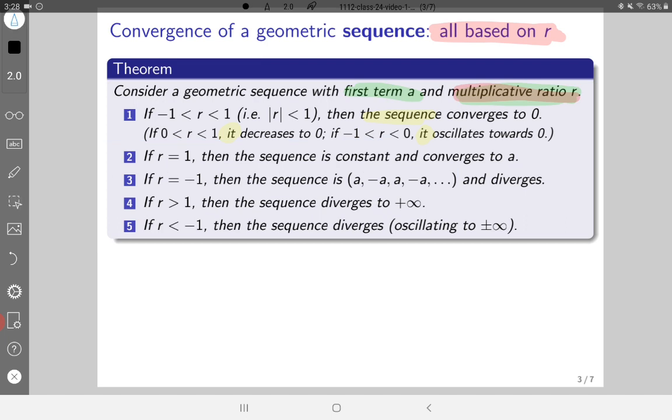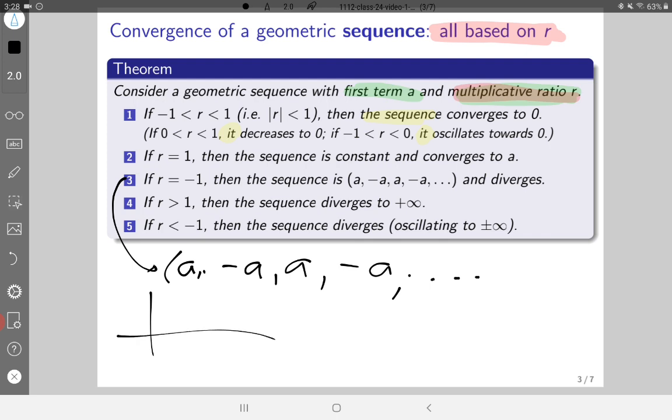What would be different if r were negative 1 exactly? Well, that's only slightly less boring than the previous one. It's going to alternate in sign. If I start at a, then I multiply by negative 1 to get the next term, that's going to flip the sign. And then it's going to flip again, it's going to flip again. And so this is going to make the sequence diverge because it's kind of oscillating back and forth. It's at positive a and then negative a, and then positive a and back and forth and back and forth.